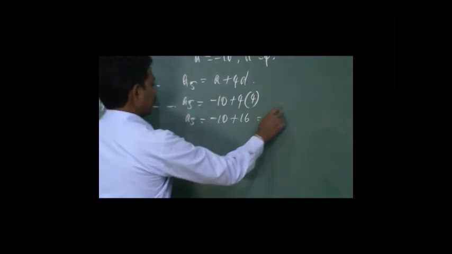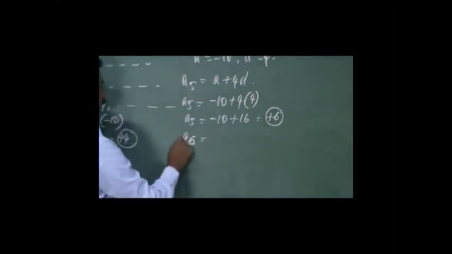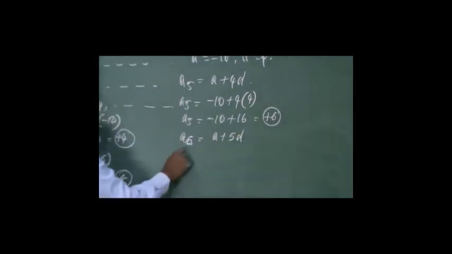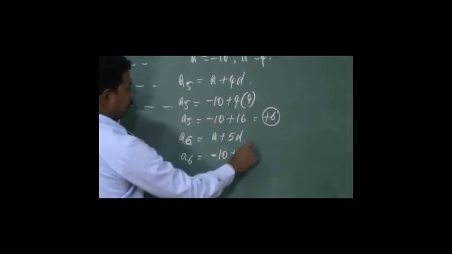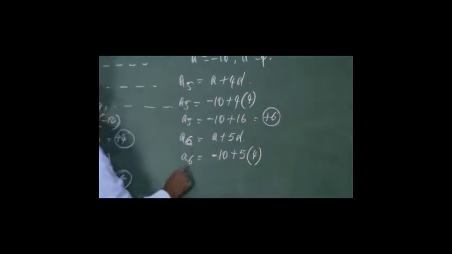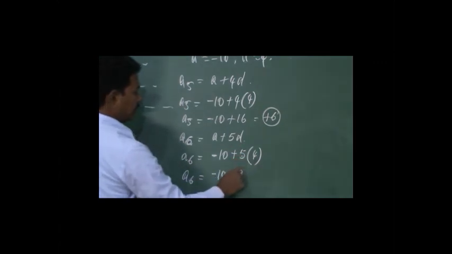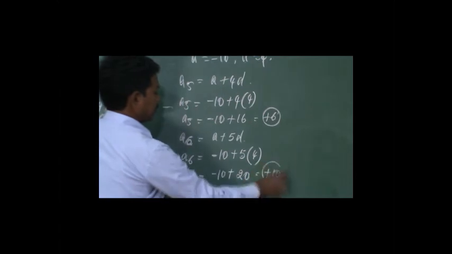That comes to plus 6. So A5 is plus 6. So let us go with the 6th term. The 6th term can be written as A plus 5D. So A6 is equal to A, which is minus 10, plus 5 into D, which is 4. So A6 can be written as minus 10 plus 5 fours are 20. So minus 10 plus 20 is plus 10.